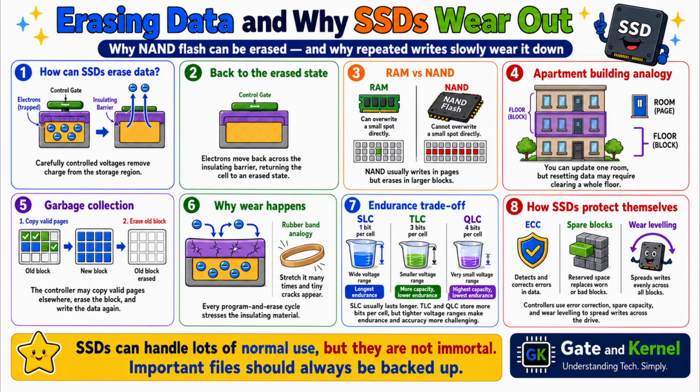But NAND flash has an important limitation. It generally cannot overwrite individual pieces of data in place the same way RAM can. NAND is normally programmed in units called pages, but erased in much larger units called blocks. Imagine an apartment building containing many rooms. You may be able to place furniture into one room at a time. But when you want to reset the building, you may have to clear an entire floor.